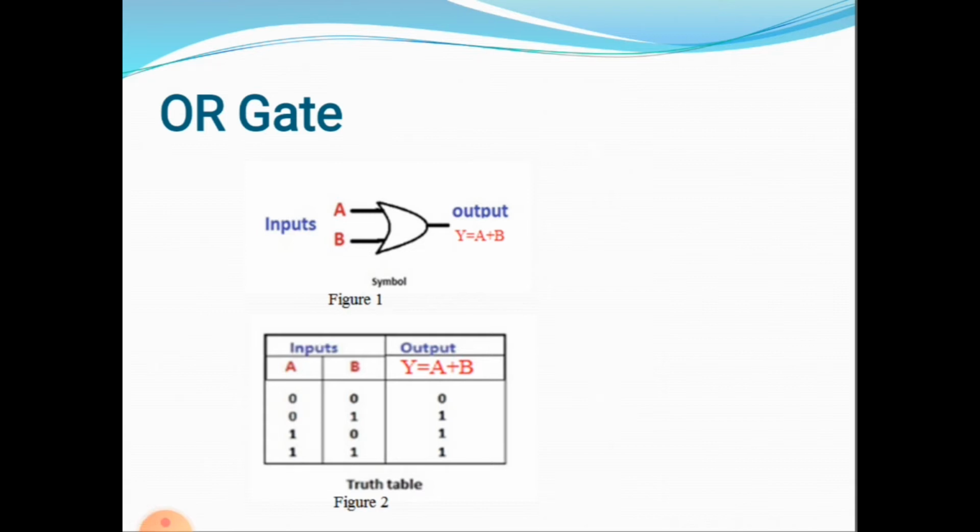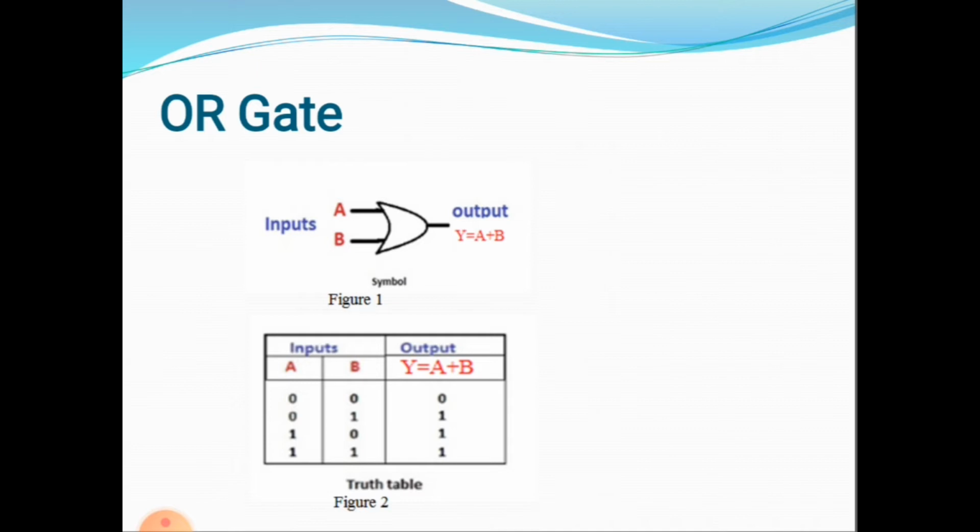OR gate. The output of an OR gate is 1 if one or more inputs are 1, or in other words, a high output, that is 1, results if one or both inputs to the gate are high, that is 1. If neither input is high, a low output, that means 0, results. It behaves according to the truth table. Look at this figure. Figure 1 shows the logical symbol for an OR gate, and figure 2 shows the truth table for an OR gate.